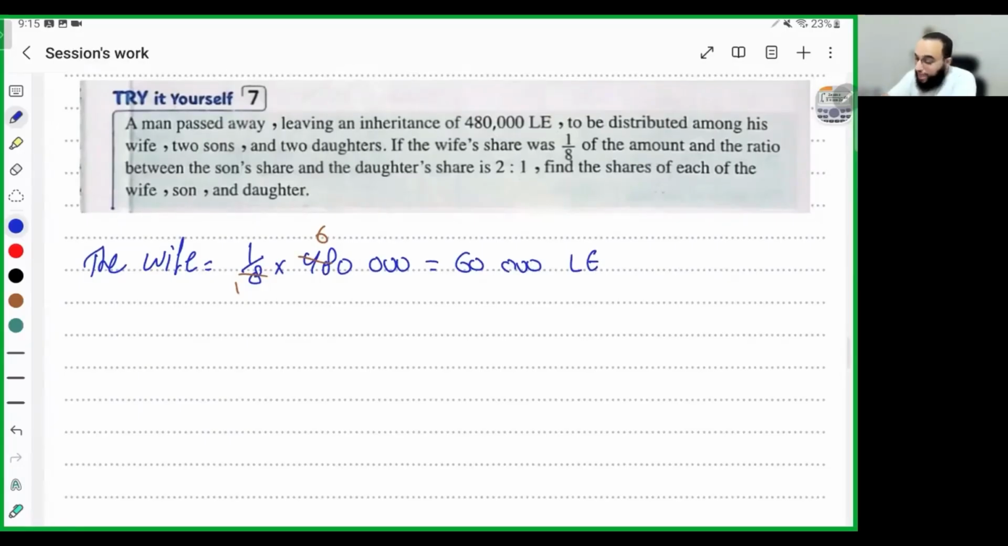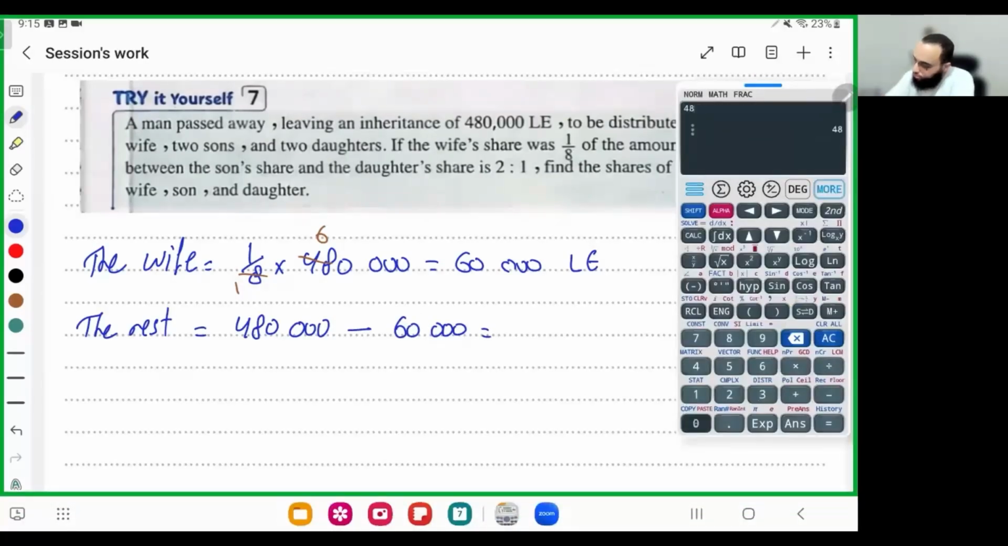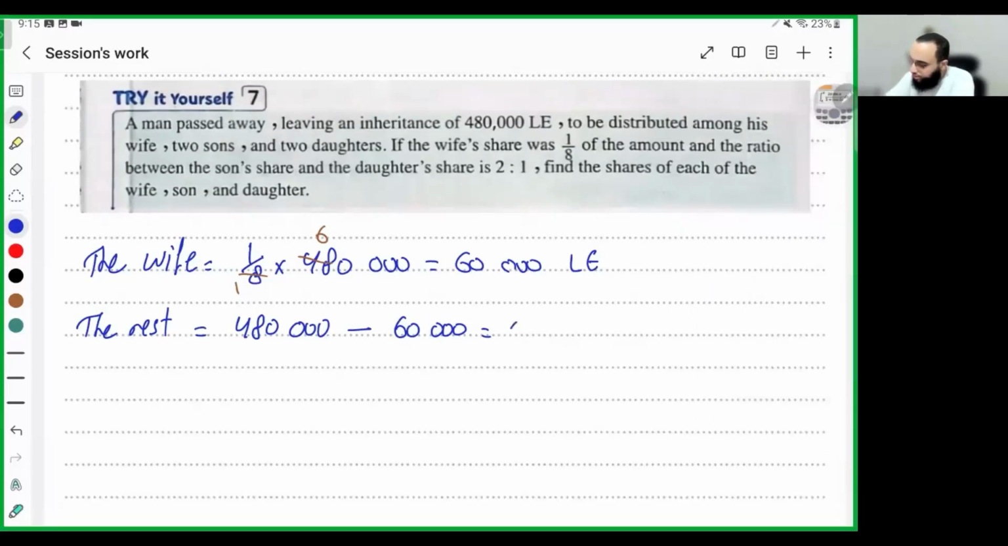After that, we have to calculate the rest, which is going to be divided among the sons and the daughters. The rest is 480,000 minus the share of the wife, which is 60,000. That equals 420,000 pounds. This share is going to be divided among how many sons? 3.